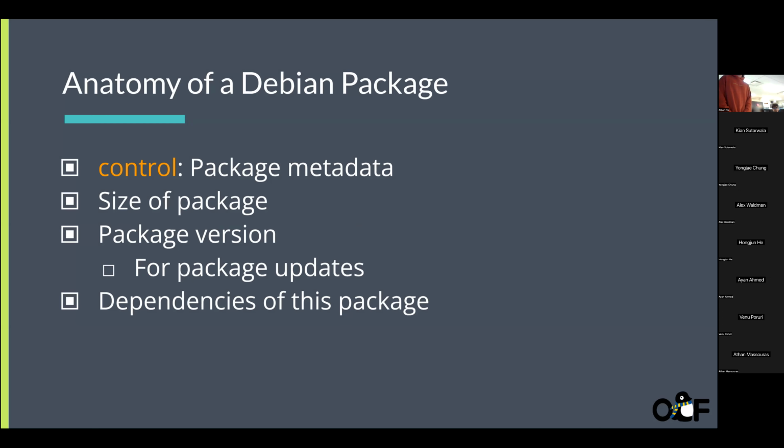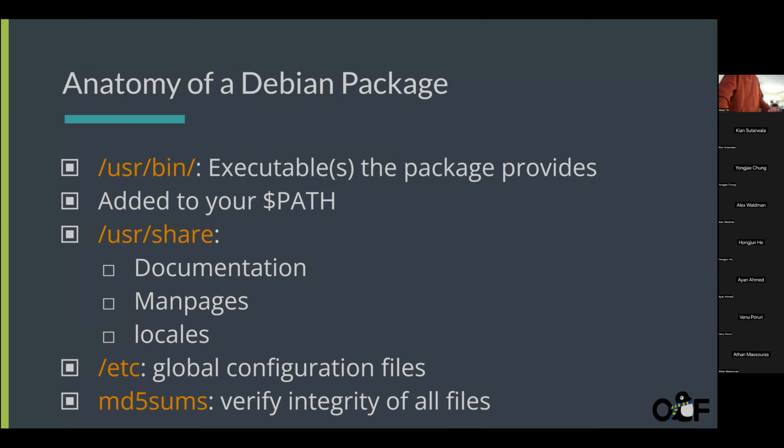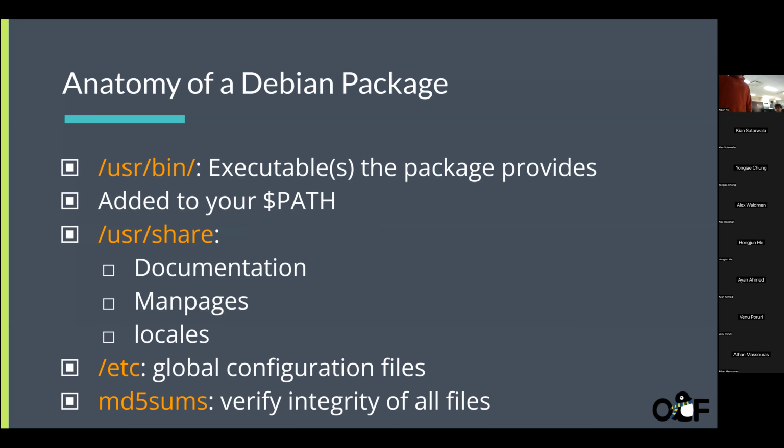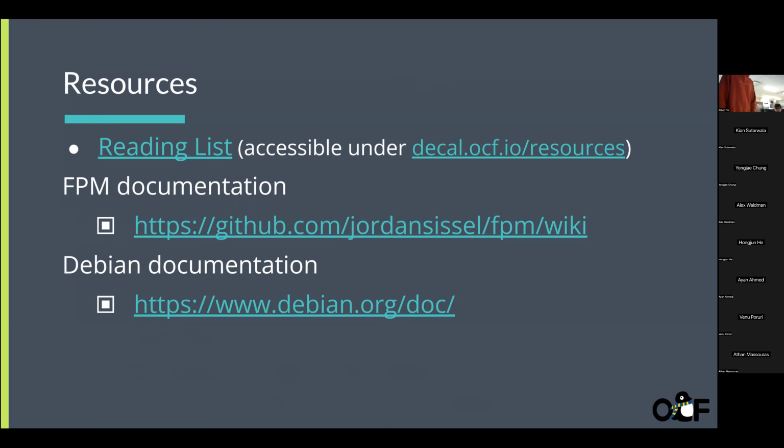The control file is the package metadata of a Debian file. It includes the size of the package, the version of the package, and the dependencies this package also needs. All of these are standard. Like we talked over, the man pages, locales, documentation, the configuration files, and the checksums are all standard stuff that every Debian file has. You can take a Debian file for Linux or something and have the same thing, just different versions. This is the documentation of resources that might be useful for the lab right after this.